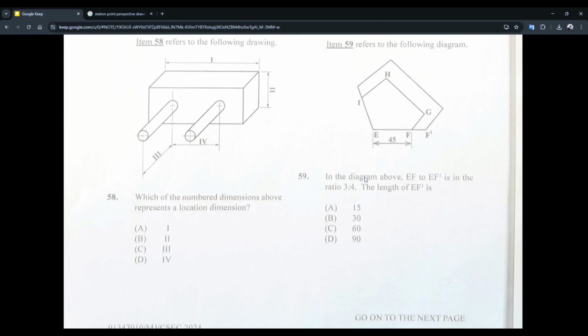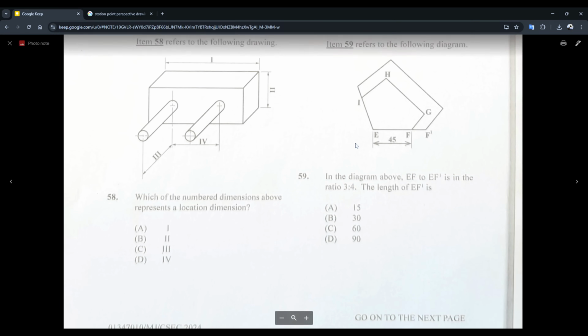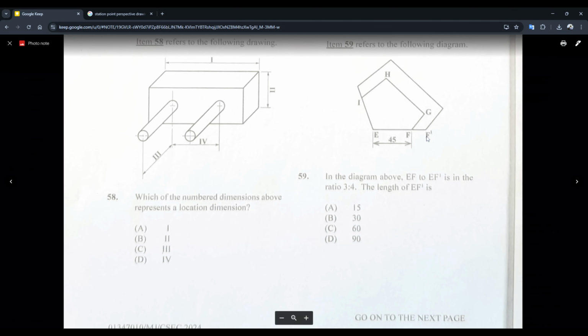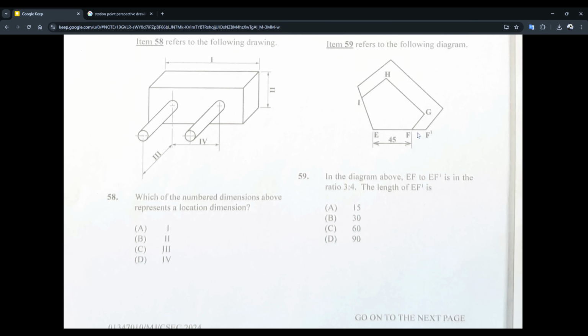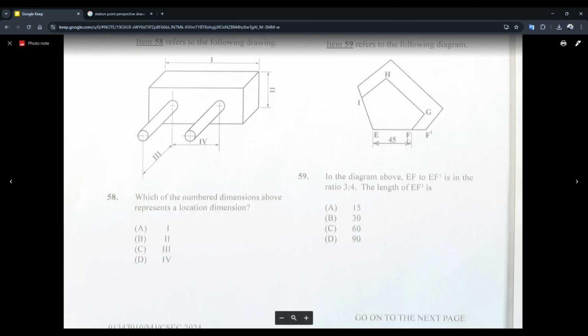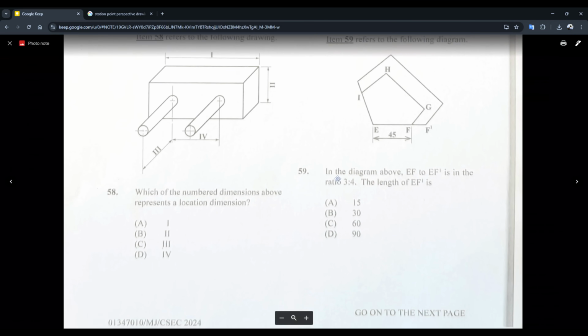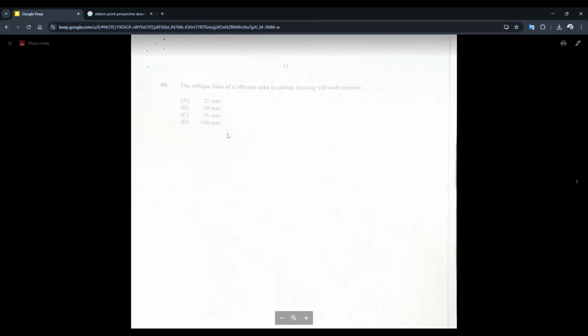Number 59, in the diagram above, EF to EF1 is in the ratio of 3 to 4. The length of EF1 is what? All right, so EF is 45. If we divide 45 by 3, we'll get 15. So each unit is 15. So 15 times 4 will give us 60. Or you could just add 15 to 45 and you'll get 60. So number 59, C, 60.